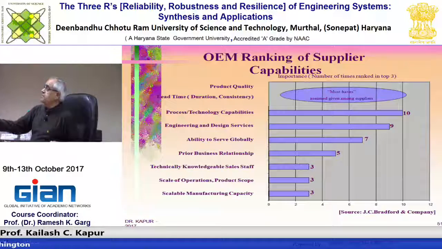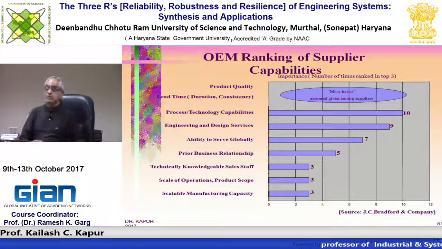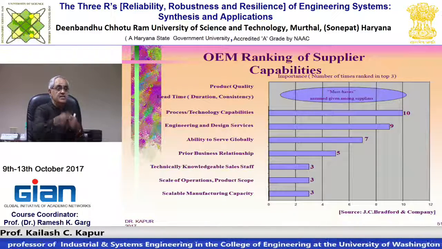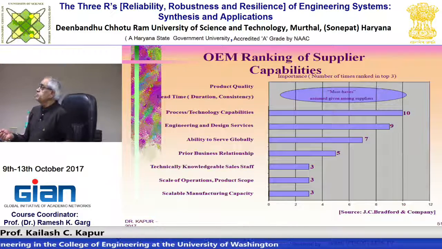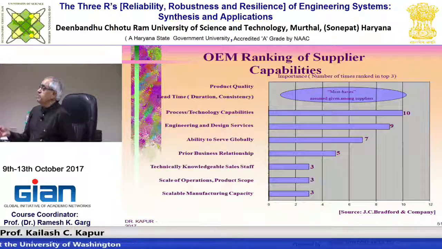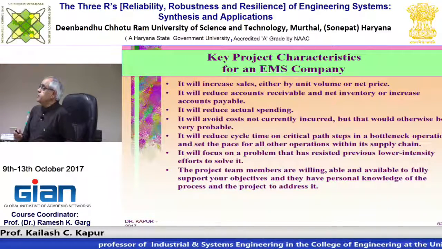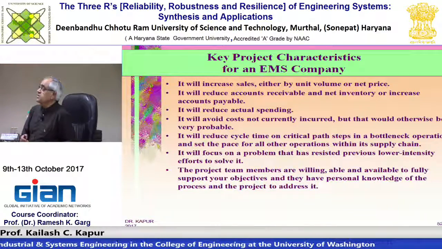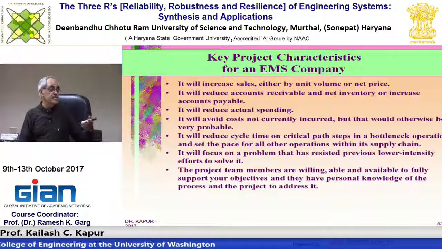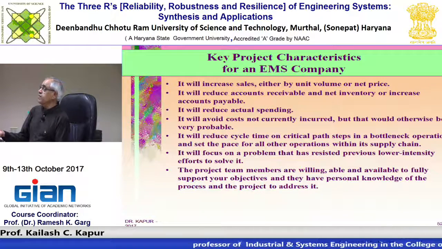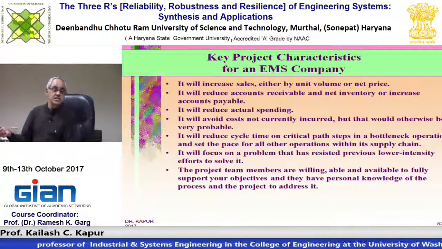Then you can rank different groups. If you have 20 suppliers, you could say who's the best supplier, then second best, and so on, based on different quality metrics. So this gives you some idea of what the key project characteristics are. Similarly, if you want to pick a project in education, you could ask what the key project characteristics are. It will reduce actual spending, it will avoid costs not currently incurred, and so on.